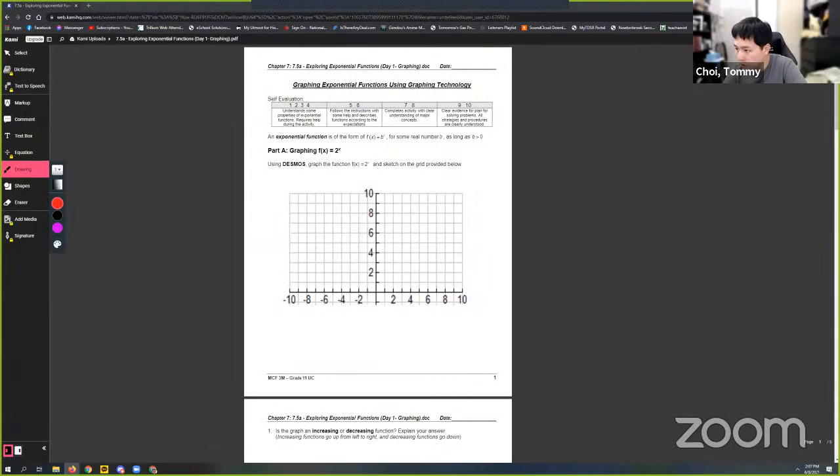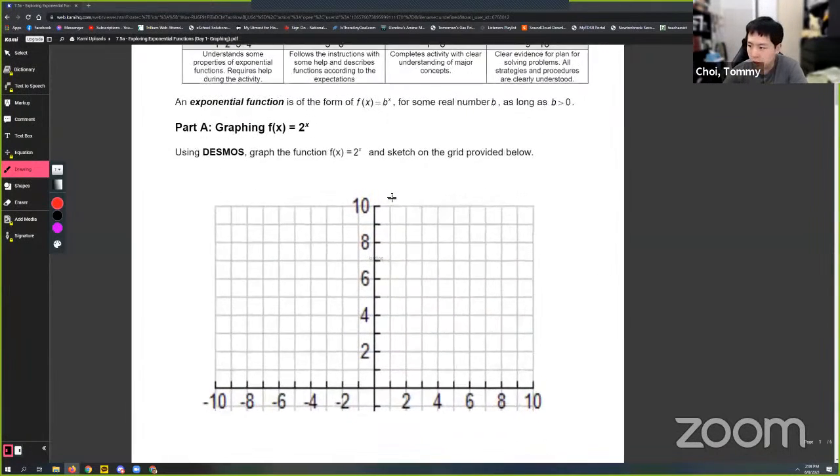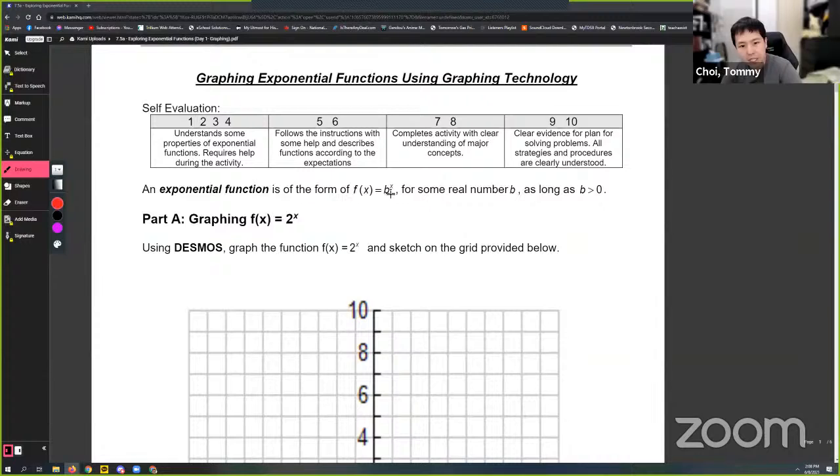Well, not only with technology, but we will talk about these things. So I am going to be using Desmos to show you some of these graphs. So for example, f of x is equal to 2 to the power of x. So the exponential functions, you'll notice, are b to the power of x. So a base to the power of x.